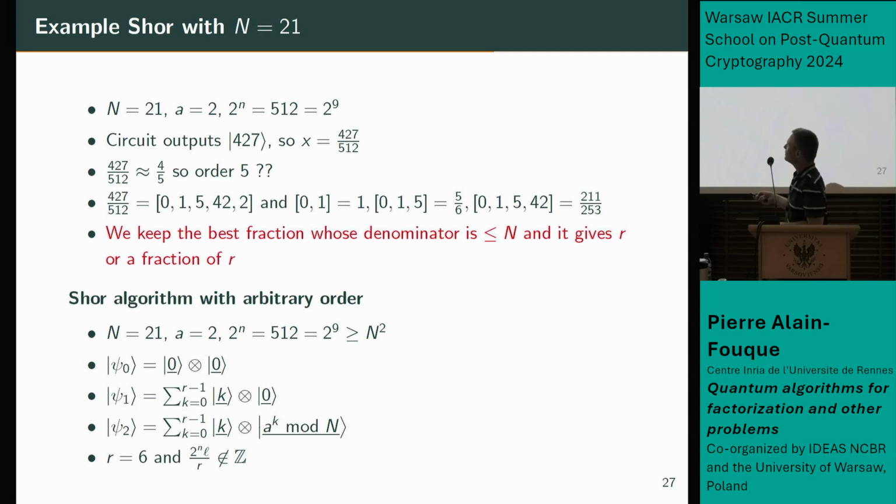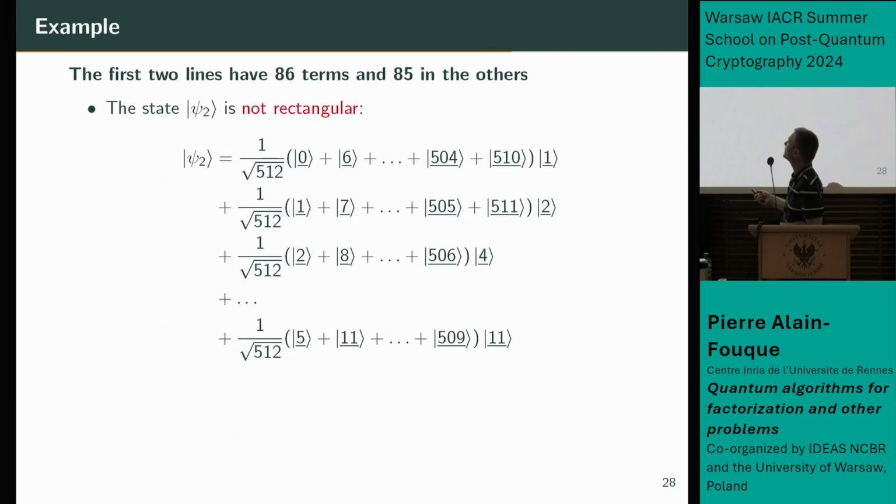Okay. So I try to factor 21. I begin with the same kind of thing. Here I see that R is equal to 6, because 2 to the 6 is 64, and 64 mod n, in fact, is equal to 1. And also we can see that R is not a divisor of this, and so we can see that we can recover this value.